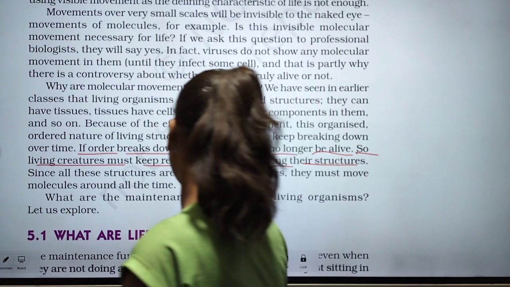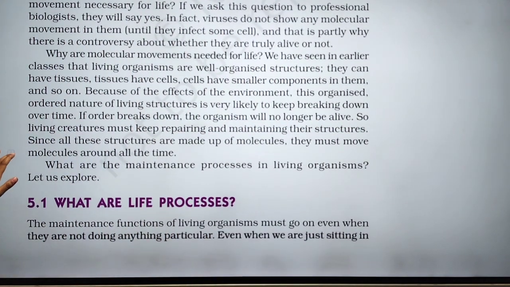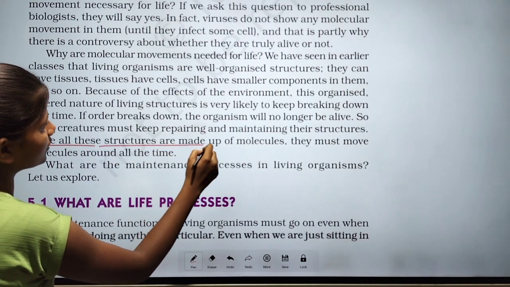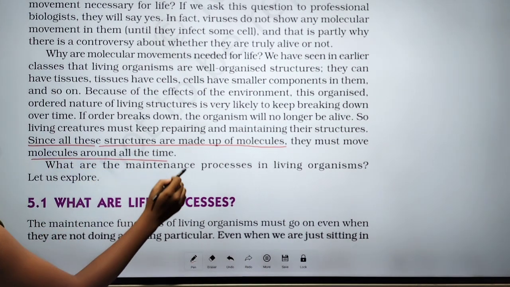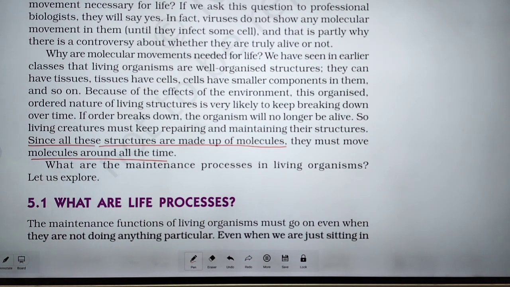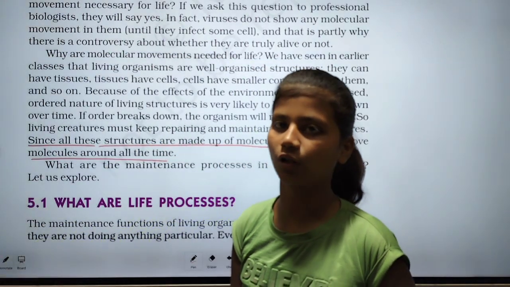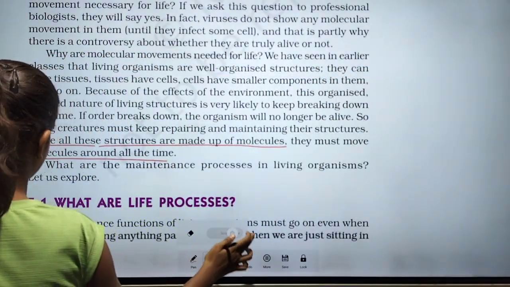We maintain our structure. Since all these structures are made up of molecules, they must move molecules around all the time. They must move molecules around all the time when it is necessary. Okay.